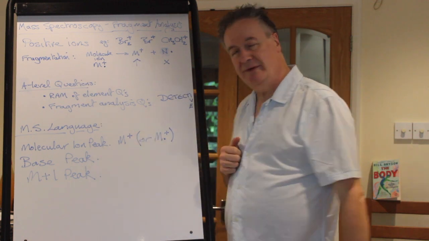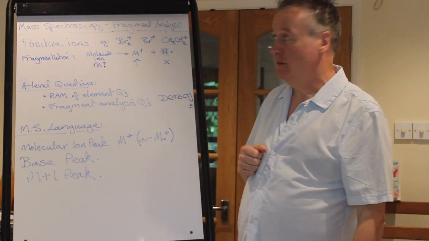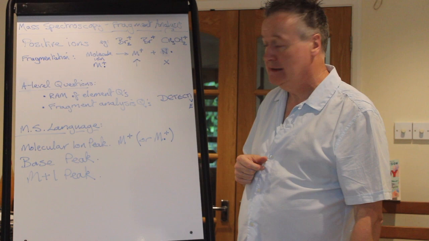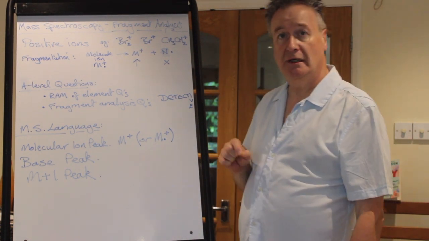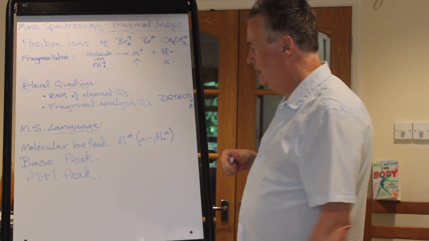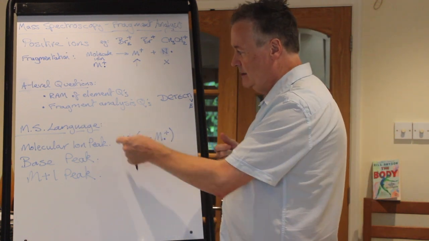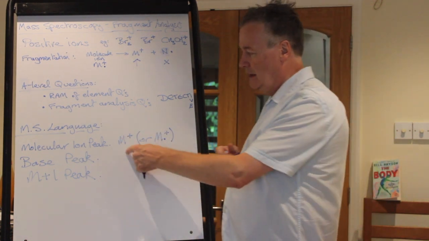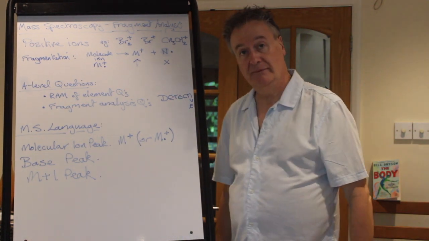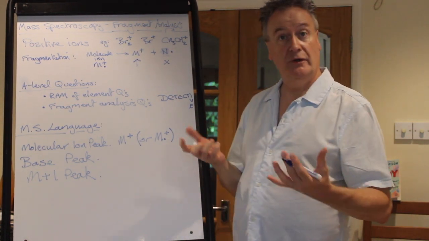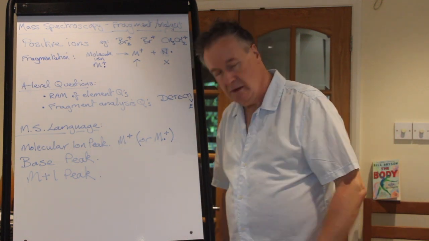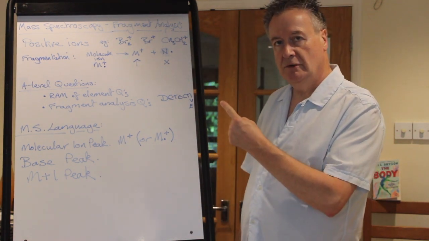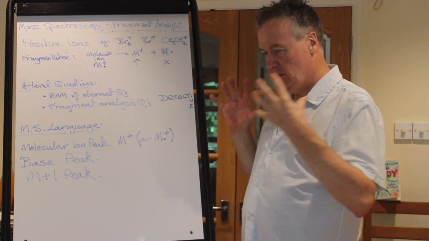Now, I just want to make sure we've got the language of mass spectroscopy sorted when we talk about fragment analysis. Do you need to write it down? Probably. So, the mass spectroscopy language. Molecular ion peak, M+ or M+ with a dot. I'm not going to write it down, but I'm going to tell you what it is. It is the whole molecule minus one electron. So the molecule stays intact.